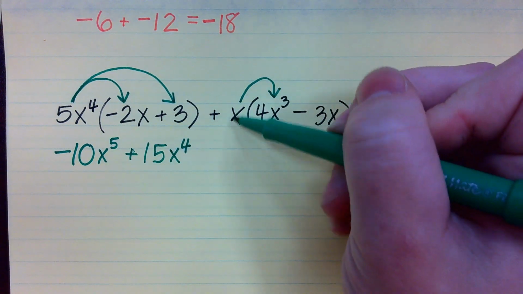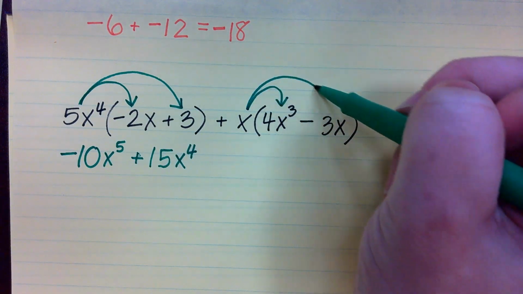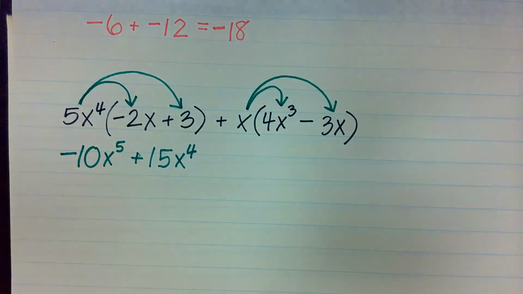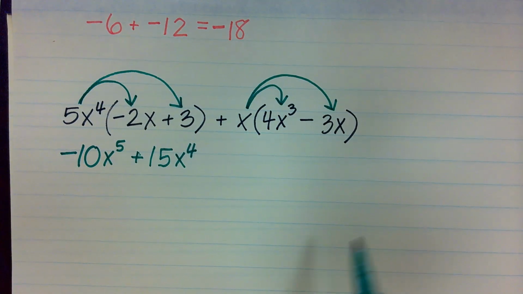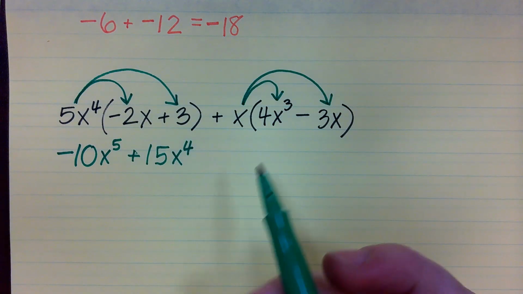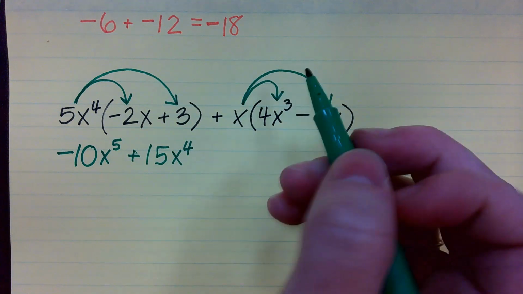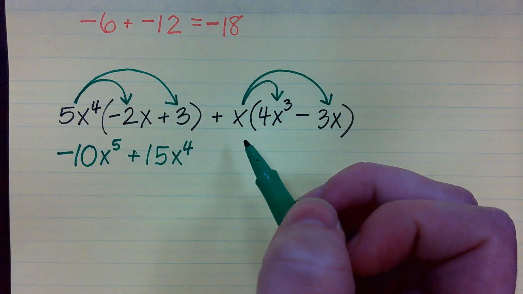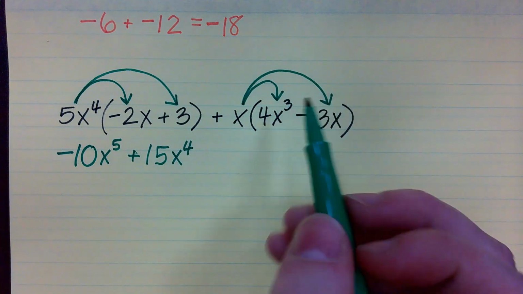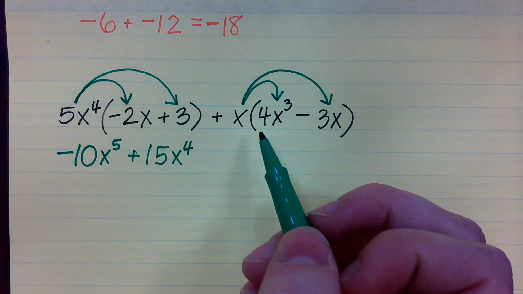We've got x times 4x to the 3rd power and x times negative 3x. So what's the first part? X times 4x to the 3rd. 4x to the 4th. Michael, you got it. And then I heard somebody else. Was it you up in the front? I think you got it too.